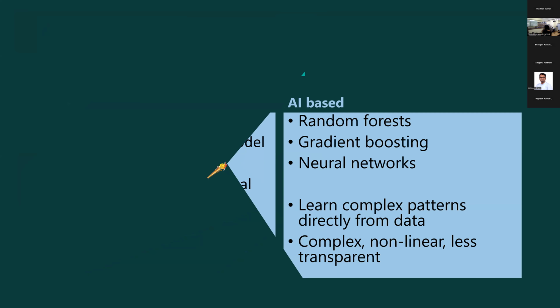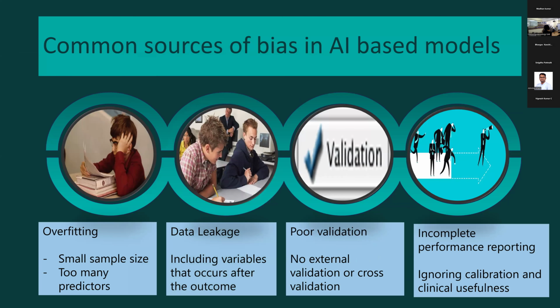So what is the problem with this? There is a problem of bias in these AI-based models. One thing is overfitting. When the sample size is too small and you're using too many predictors, predictors being the parameters on which the model is predicting your outcome, the model may not generalize. It will kind of memorize what it is and try to fit it. That is called overfitting. Next, data leakage. If the model learns from the results, it's like cheating in an exam. You know the answer and then based on that you give a prediction without using the variable of interest.